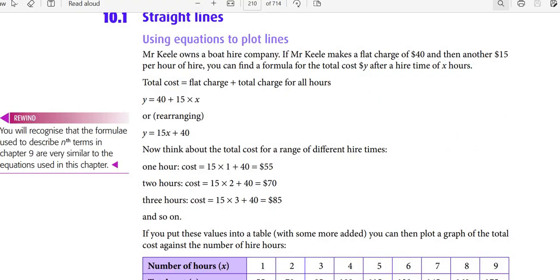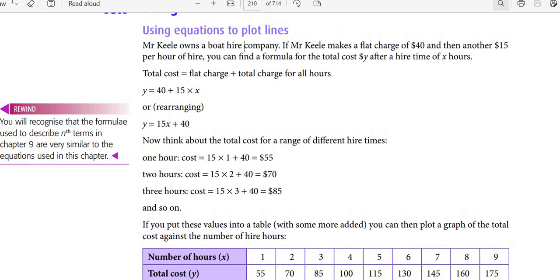And what is it that we'll be doing with the straight lines? We will use an equation to plot lines, okay? And then, given a problem, we'll have to find the straight line equation to draw, to plot the graph, okay? Draw the graph, and then we will be answering some questions given that equation. For example, use an equation to plot lines.